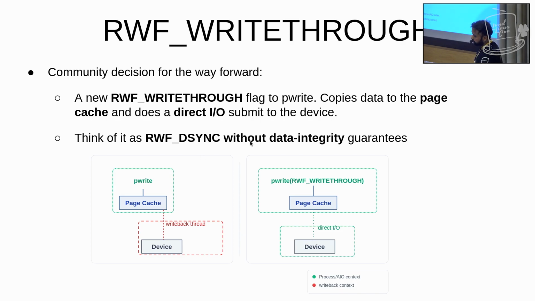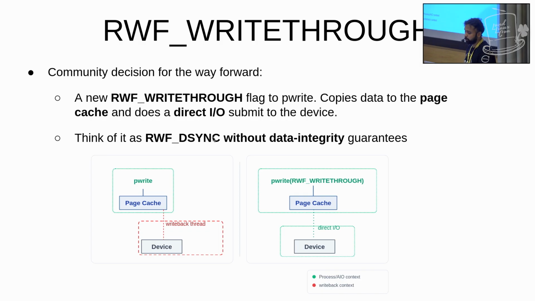So you can think of it as like a dsync, where you write to the page cache and do a sync, but without the data integrity guarantees. What I mean by data integrity is sometimes when you write something to the device, it doesn't mean that it's persisted. In computers, a lot of things lie to each other, right? So the device, when it says the IO is okay, it doesn't mean the IO actually went to the NAND itself. It probably went to the RAM of the device.